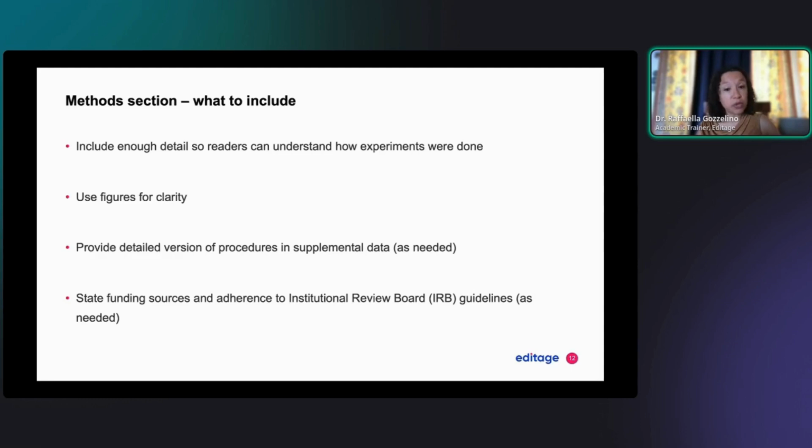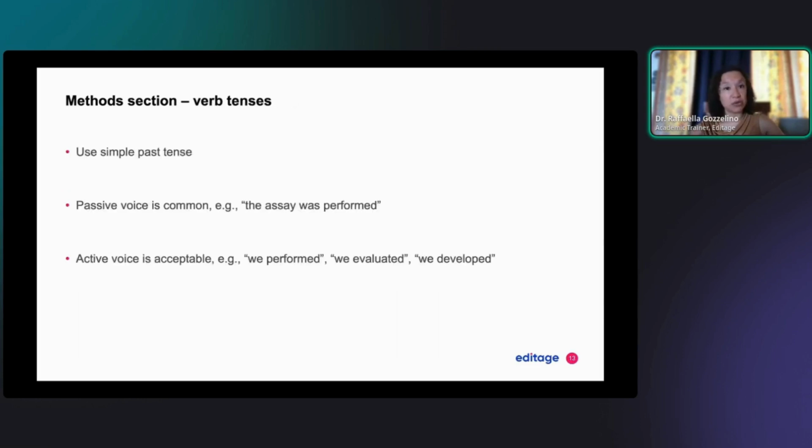It is important to state the funding sources of, for instance, the reagents as well, or the ethical compliance. So the institutional review board guidelines as needed if you are also using animal models or human samples.